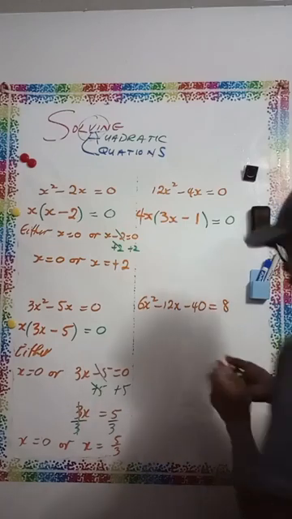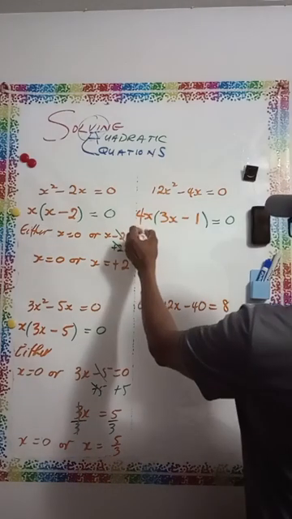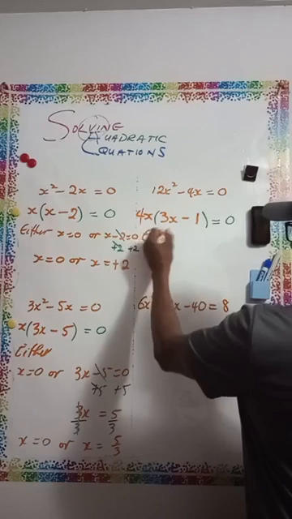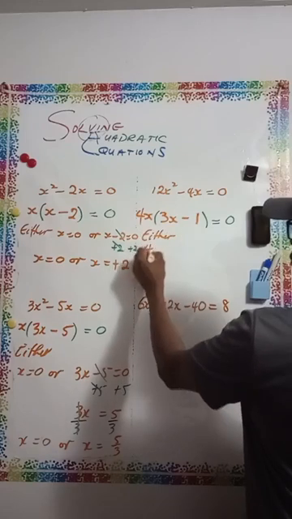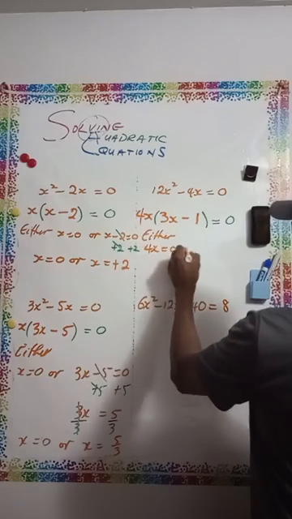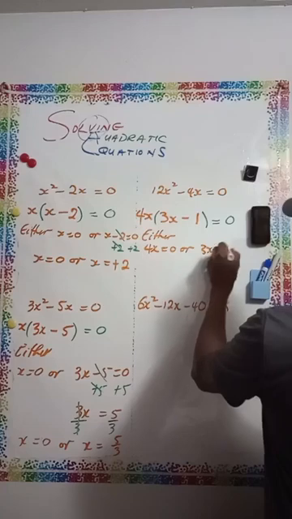We're going to use our magic word, what? Either 4x equal to 0 or 3x minus 1 equal to 0.